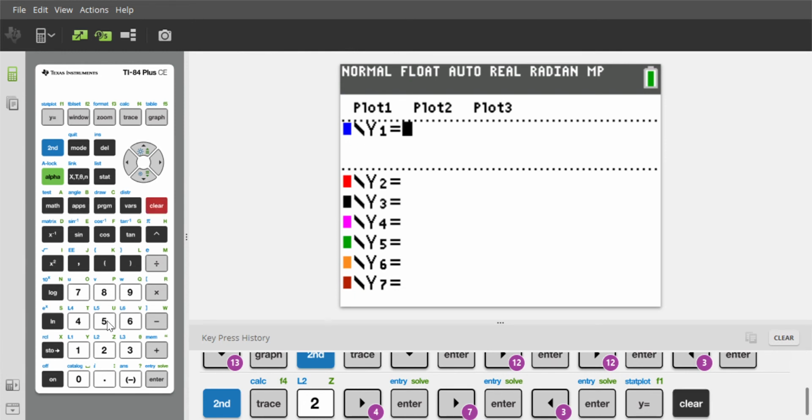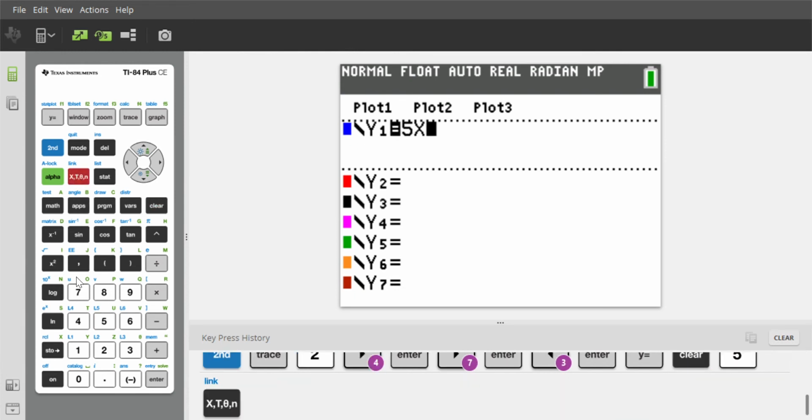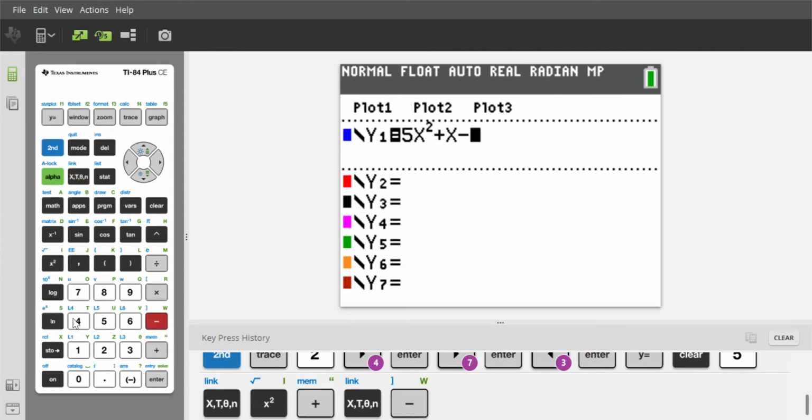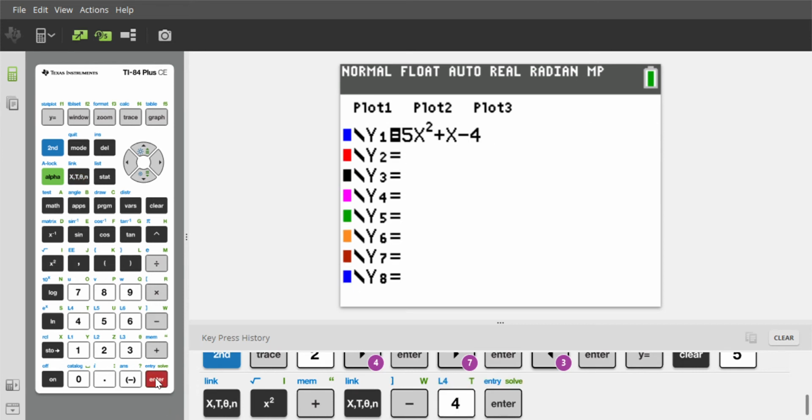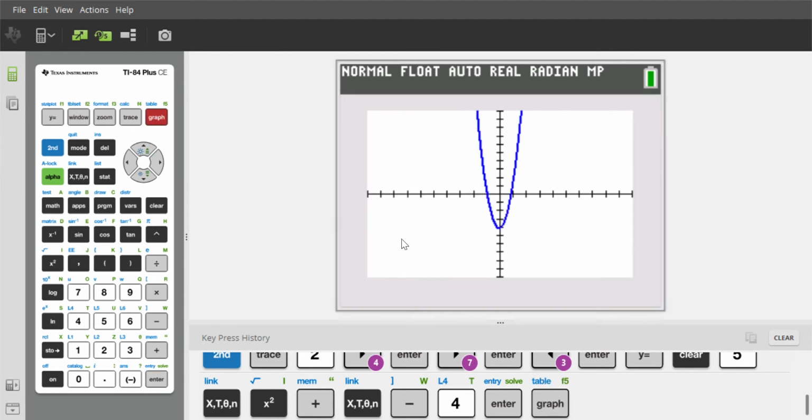So let's enter 5x squared plus x minus 4. Again, if you have an equation that is not set equal to 0, then you need to set it equal to 0 first before you put it in under your y equals. So let's graph it, and you'll see that I have a 0 here and a 0 here.